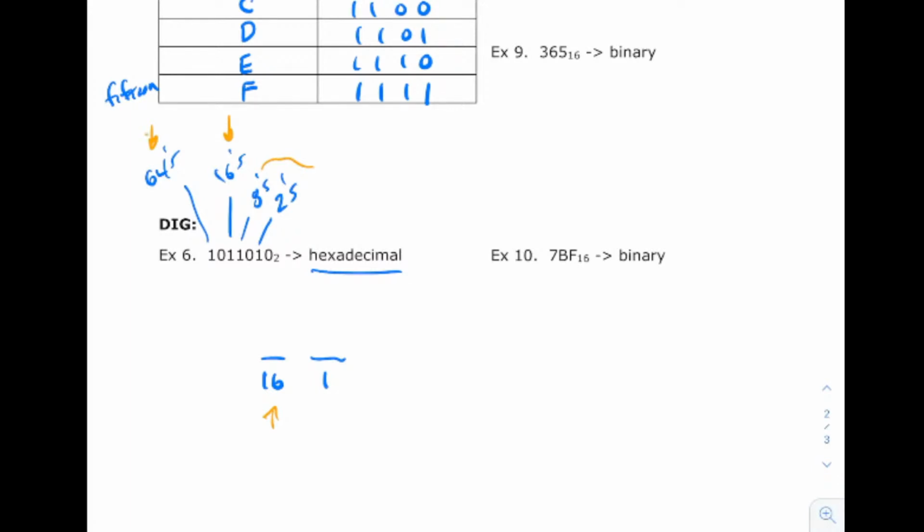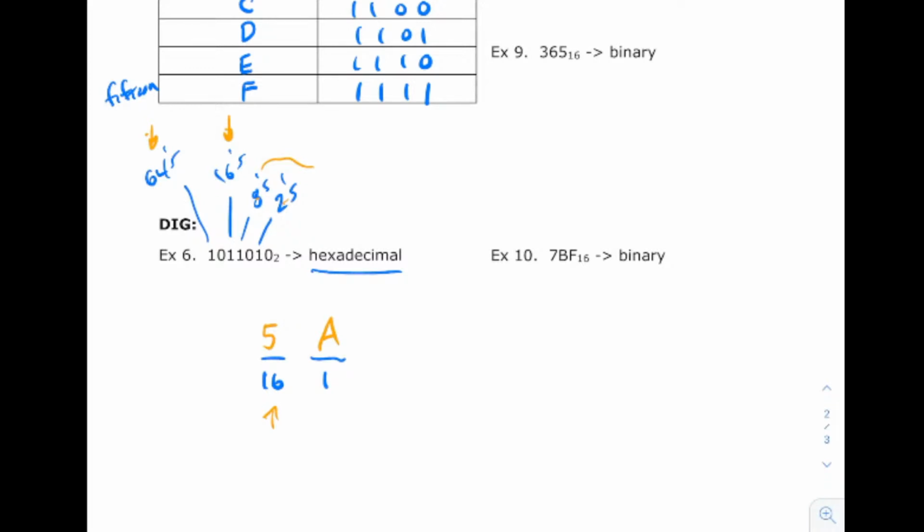So I got 4 16s plus another one. I got 5 in the 16s place. I got 5 16s. Now I've got an 8 and a 2 makes 10. I got 10 to put in the 1's place. So that's going to be an A. And there you go. It works.